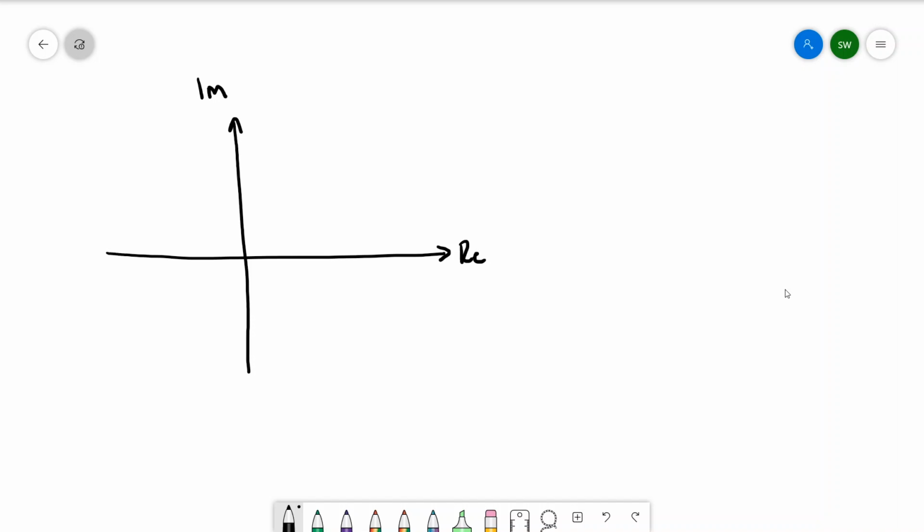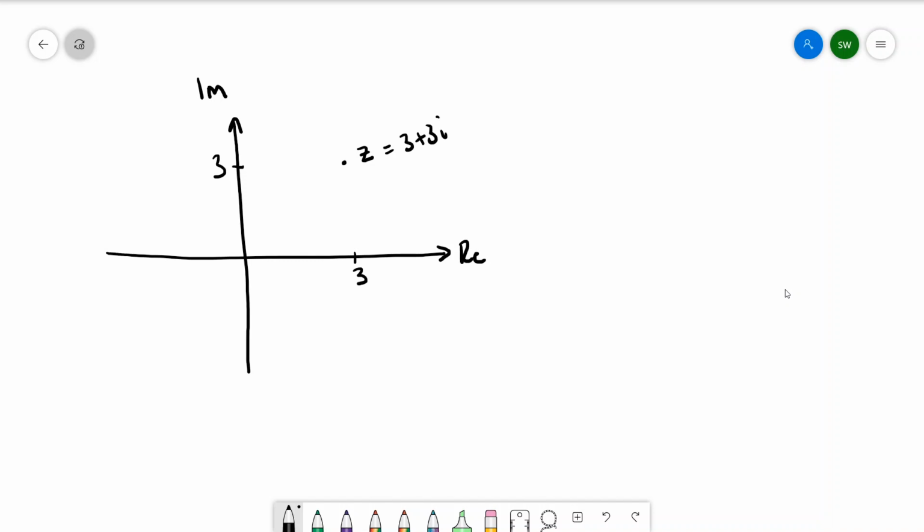Let's suppose we've got a complex number which is 3 plus 3i. So we could put that on the Argand diagram. If we go 3 along the real axis and then 3 up, we can put that point on the Argand diagram. So that's our coordinate. That's our point z equals 3 plus 3i.